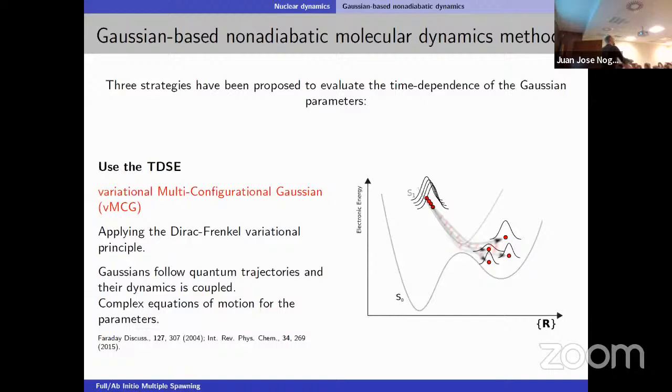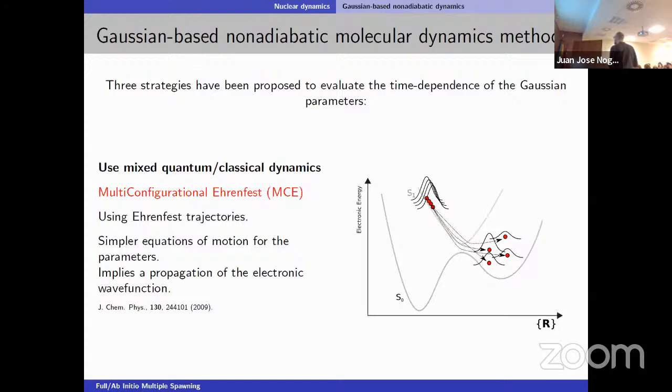The other strategy developed by Dmitry Shalashilin in Leeds is to use another type of trajectories to move these Gaussians. These trajectories are called Ehrenfest trajectories. It's a sort of mixed quantum classical method. Maybe Jesus will mention that later on. But basically, this is a sort of way to follow where the centroid of the wave packet will go. And it works also quite nicely. It might become quite expensive in some cases because you need to also solve a sort of strange electronic wave function at the same time. But it's a rather efficient method if you want to describe short-term dynamics for electronic states that are rather similar.